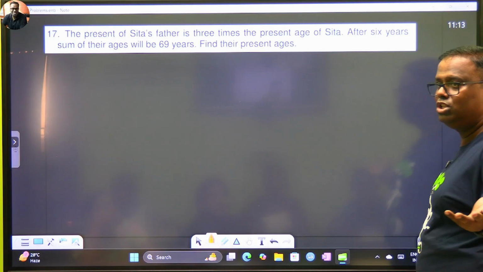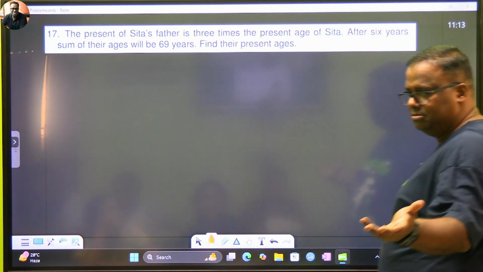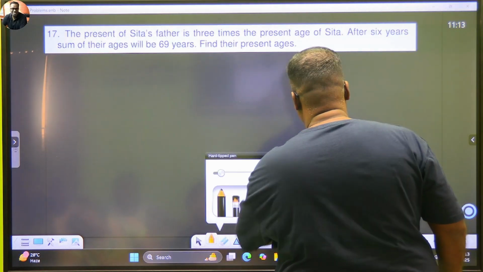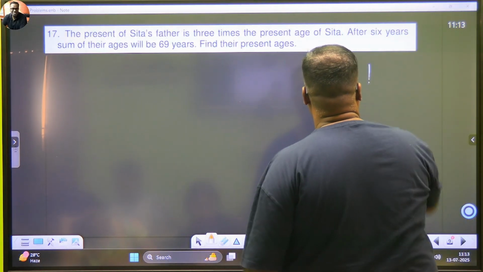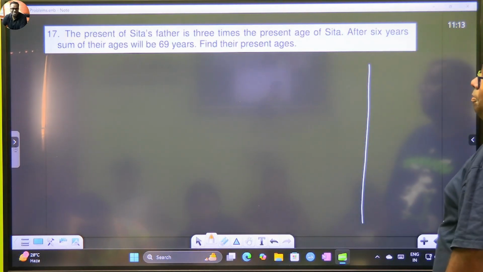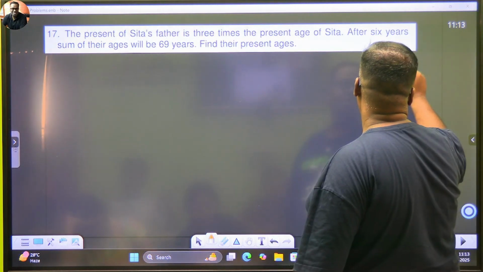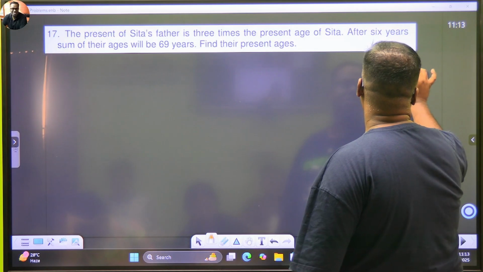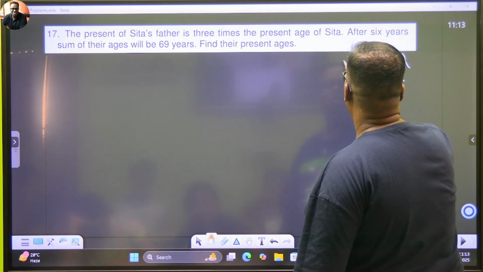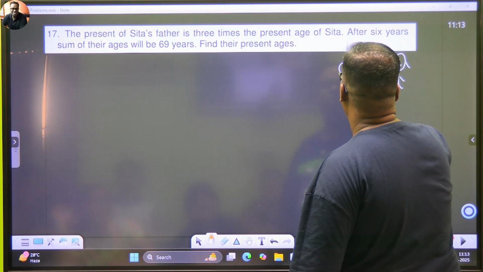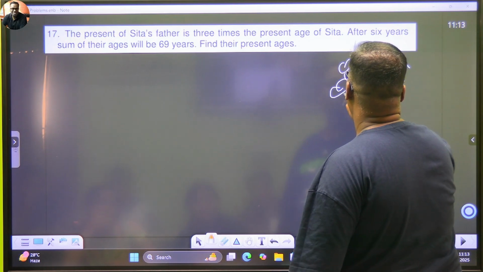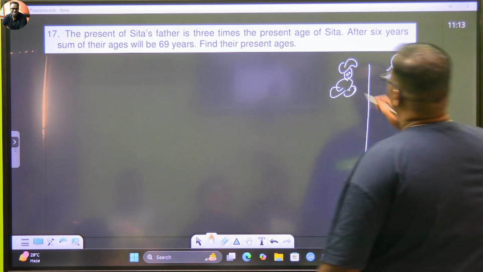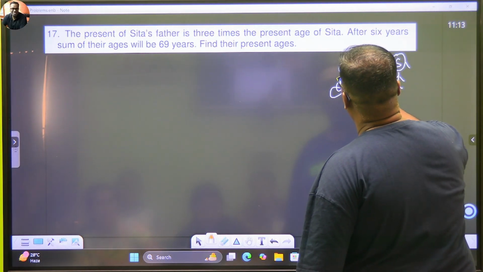Sita's father. Who is Sita's father? Maharaj Janak. Sita's father was King Janak. Okay. We don't know whether this is the Mahabharata Sita or somebody else. So, the present age of Sita. First let us select Sita, and Sita's father. Bhaiya, but Sita's father is Manguram.